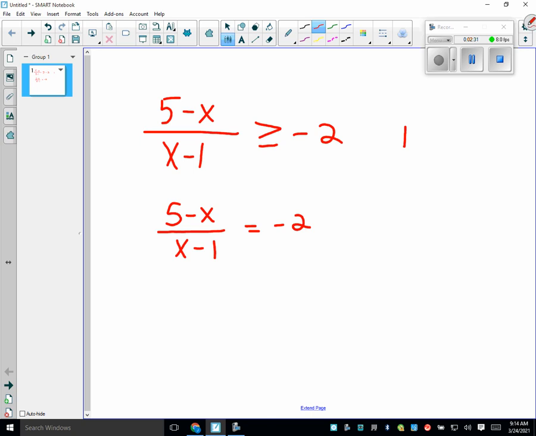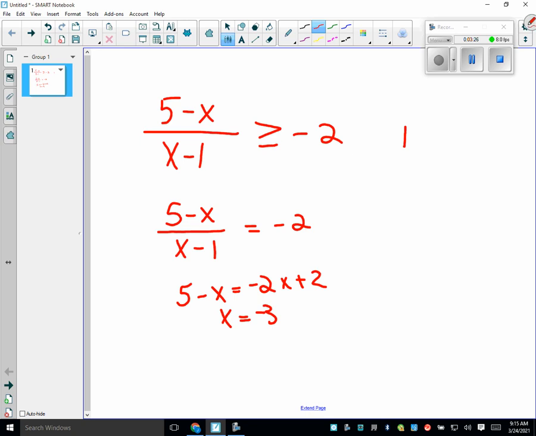For most, the easy way is to cross multiply, because what's on the bottom here? 1. So I have 5 minus x equals negative 2x plus 2. Can I move my x's to the left and numbers to the right? So what is x equal to? I think it's a positive 3. Is it? Oh, no, negative 3. You are correct.